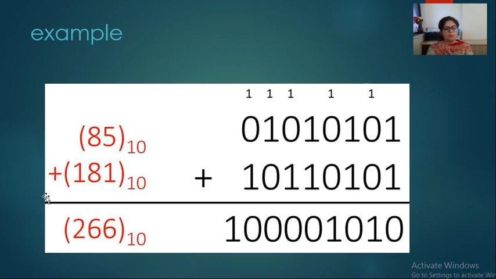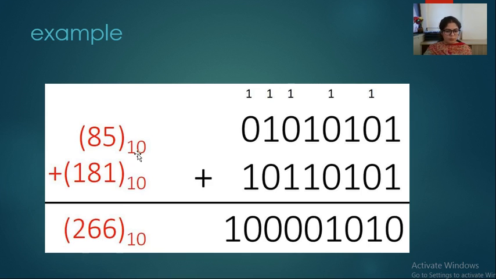Now I have taken an example of addition of two binary numbers. If we have decimal numbers, we have to convert them to binary numbers. When we give any input from the keyboard to the computer, the computer first of all transforms it into binary numbers, then performs addition and provides the result to us. So let's check this example. For example, the first number is 85, and the second number is 181. When we do decimal addition of these two numbers, you get the result 266.